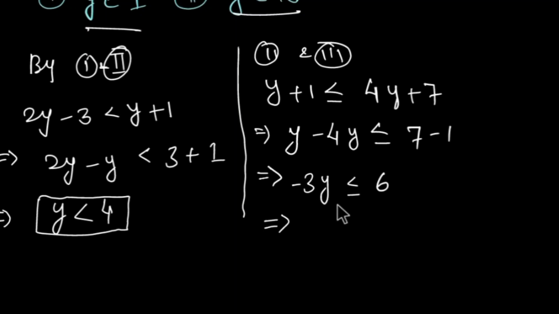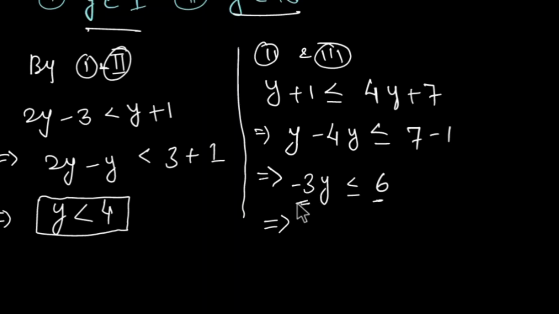What I told you, this is minus 3y. If this is the negative number and this side is the positive number, we need to multiply both sides by negative, or we can divide both sides by minus 3, because this is a negative number. So minus 3y less than or equal to 6, and dividing both sides by minus 3.